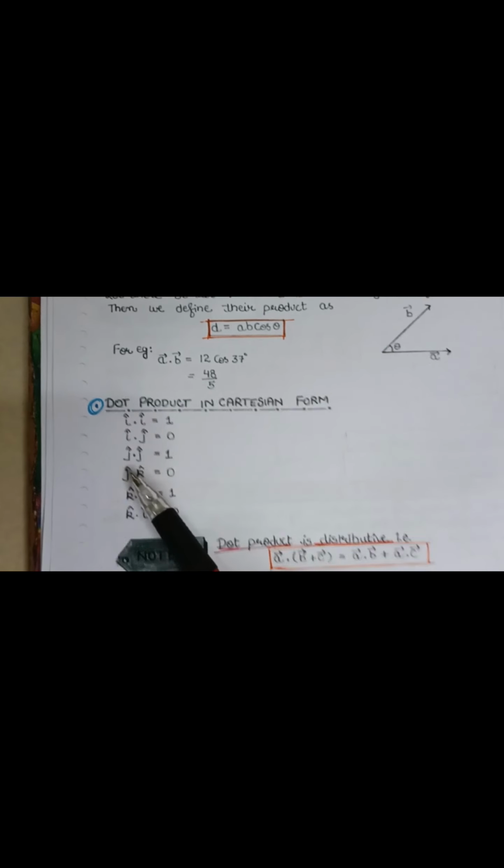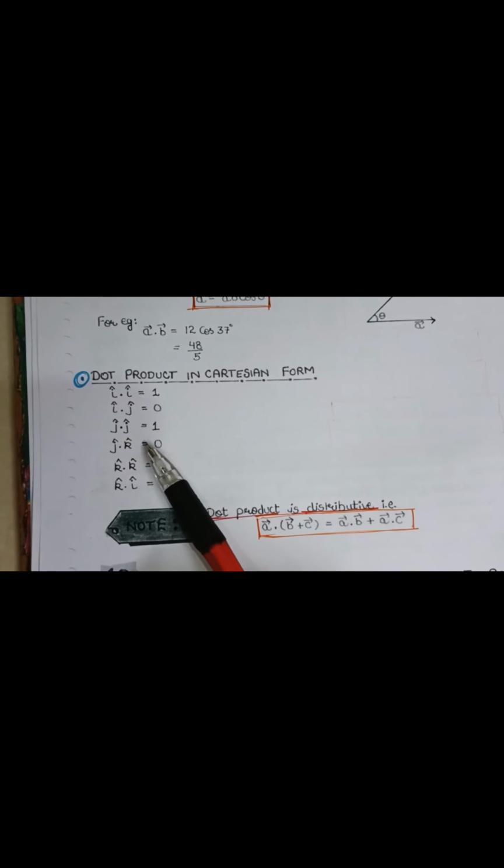Dot product in the Cartesian form. I cap dot i cap equals to 1. I cap dot j cap equals to 0. J cap dot j cap equals to 1. J cap dot k cap is equal to 0. K cap dot k cap equals to 1. And k cap dot i cap is equal to 0.